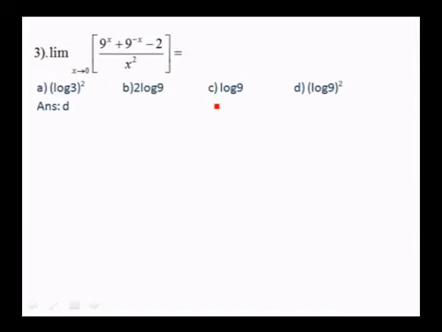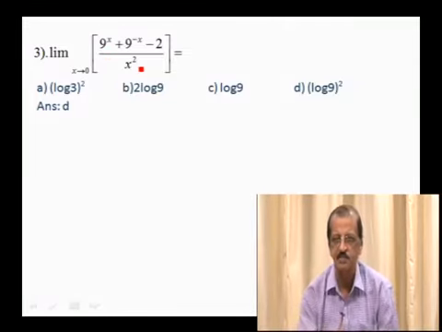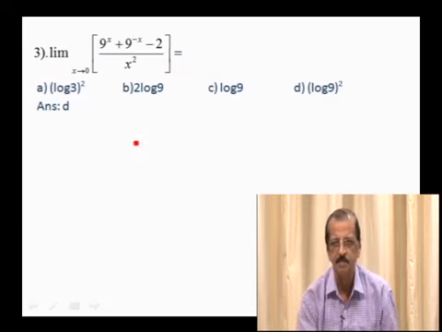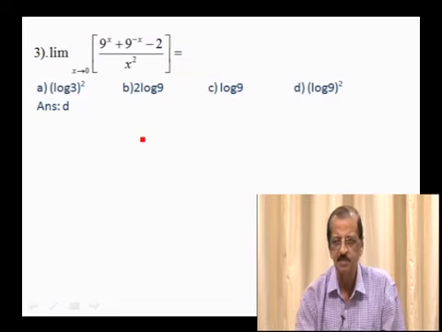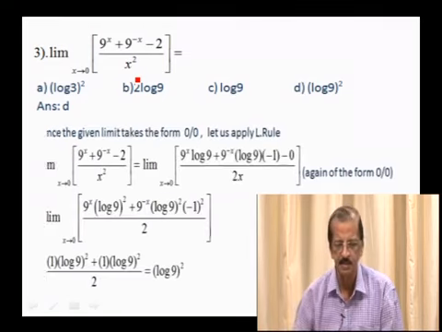If you consider limit x tending to 0 of 9 to the power of x plus 9 to the power of minus x minus 2 over x square, here if you allow x to tend to 0, this takes the form 0 by 0, which is an indeterminate. So, you are allowed to apply L'Hopital's rule. Apply L'Hopital's rule, differentiate the numerator separately and denominator separately.